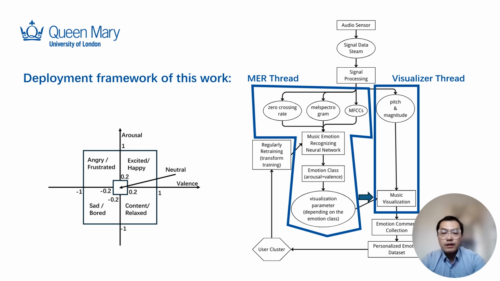The MER thread gets the signal, processes it in three different ways, and combines them as the input of the model. The model will output an emotion value and the emotion class, which can be seen on the left of the screen. We use a five-emotion system: angry, excited, sad, relaxed, and neutral.